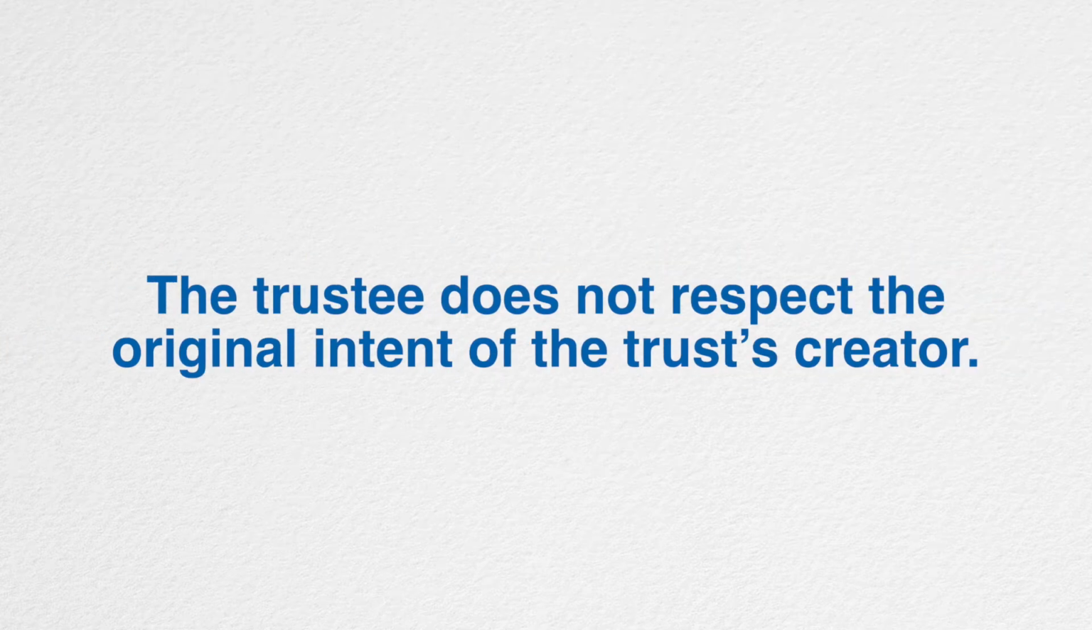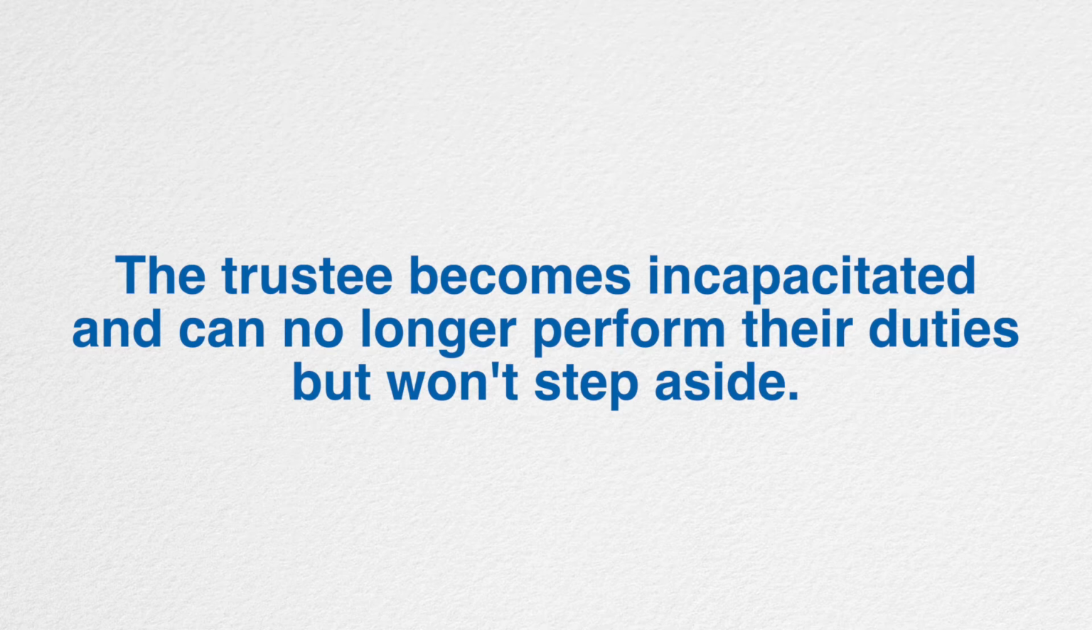Three, the trustee does not respect the original intent of the person who created the trust. This is often the case when a successor trustee tries to add or subtract a beneficiary or make amendments that they think should have happened but aren't in keeping with the grantor's real wishes. Four, the trustee becomes incapacitated and can no longer perform their duties but won't step aside.